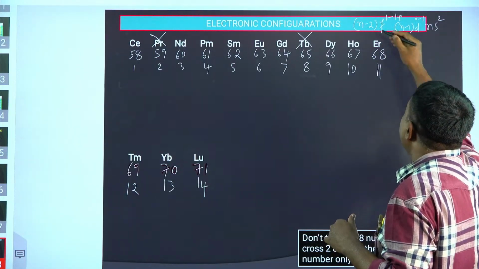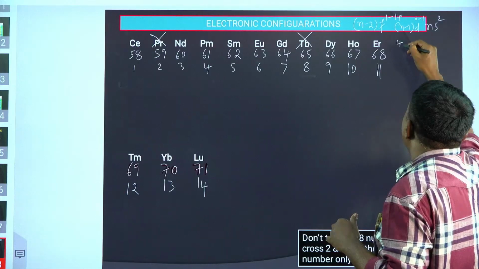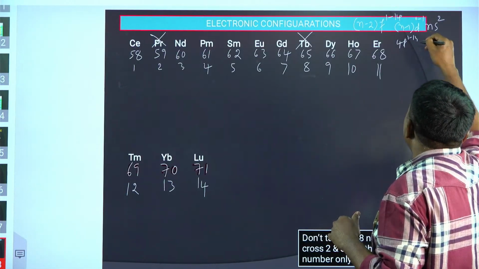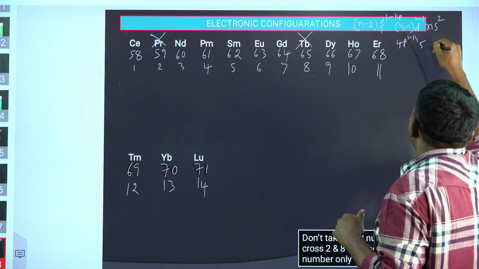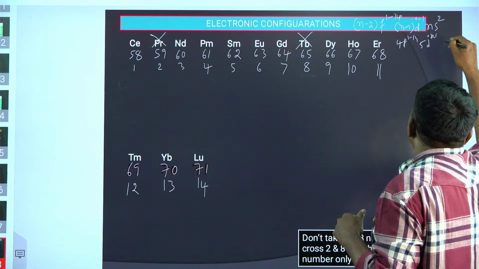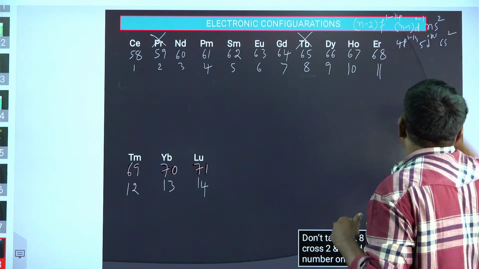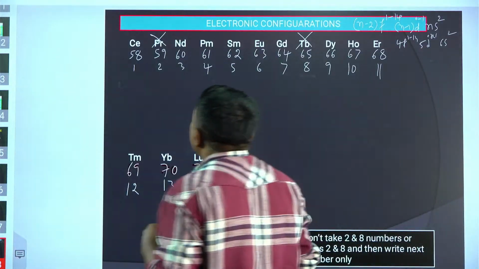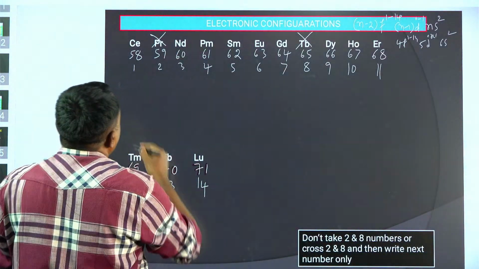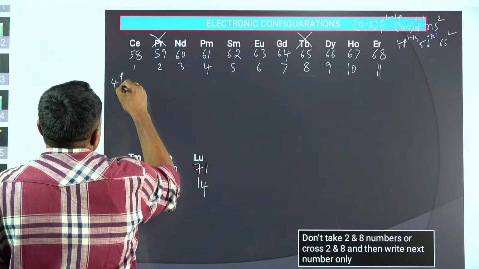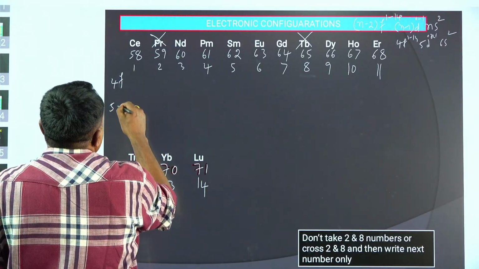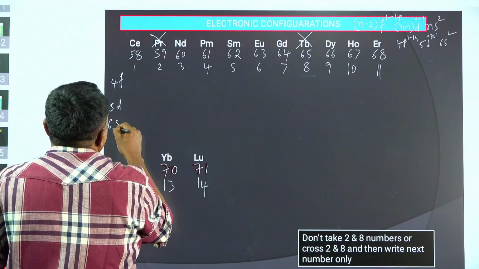6 minus 2 means 4f. 4f 1 to 14, and 5d 0 to 1, and 6s2. This is the general electron configuration of the lanthanides. Therefore, for cerium, what do you write? First, this is the 4f, this is the 5d, and this is the 6s.